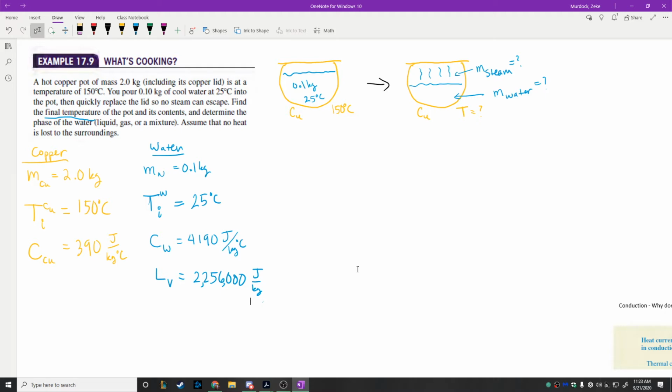I don't know. Did that make sense, Tom? You said, do we do the MC delta T for steam as well? I don't know. You gotta look at the numbers in this problem first to figure out for yourself.